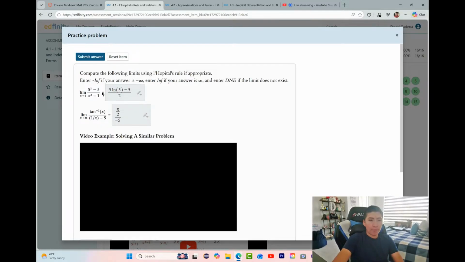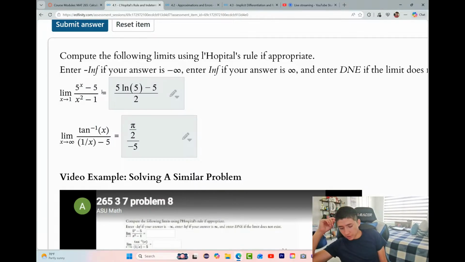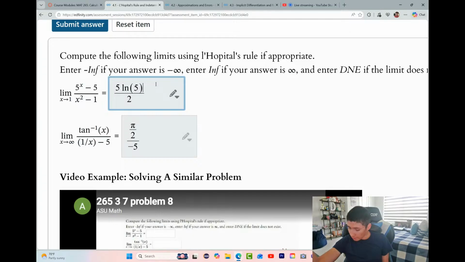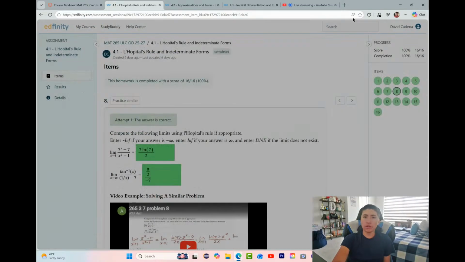What happened? Ln of 5 minus. Okay, well, we got the second one correct. Interesting, but we didn't get the first. I was pretty confident about the first. The derivative of 5 to the x is 5 to the x times ln of 5. But then we plug in 1, and that's simply 5 ln 5. Oh wait, what about the minus 5? We forgot to get rid of that minus 5. No, we shouldn't have that, so I think that should be correct then. All right, cool. I think we quite understand, right?